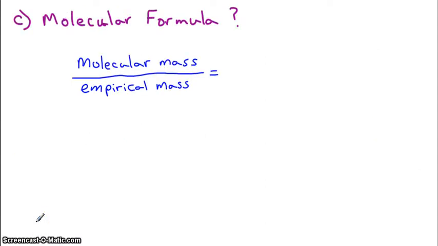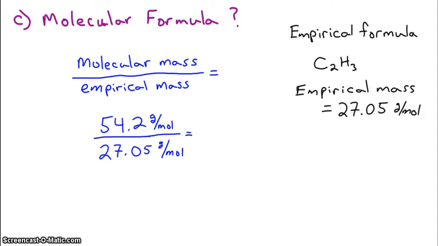Part C of the problem asks us to determine the molecular formula. To do that, we're going to need the molecular mass and we're going to need the empirical mass. Then we're going to divide those two numbers. So the molecular mass was 54.2, and we calculated that in part B. The empirical formula mass is 27.05, and that was determined by just adding up the individual atomic weights of the atoms.